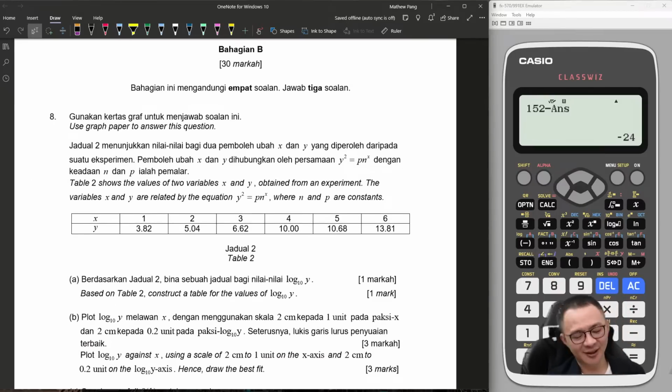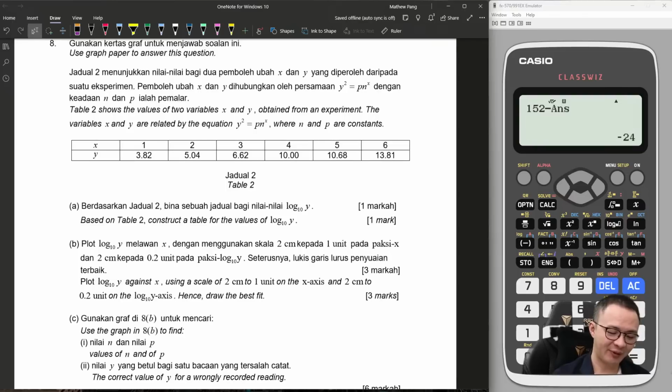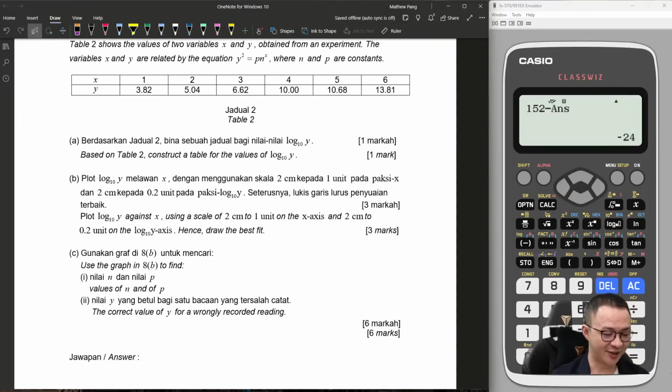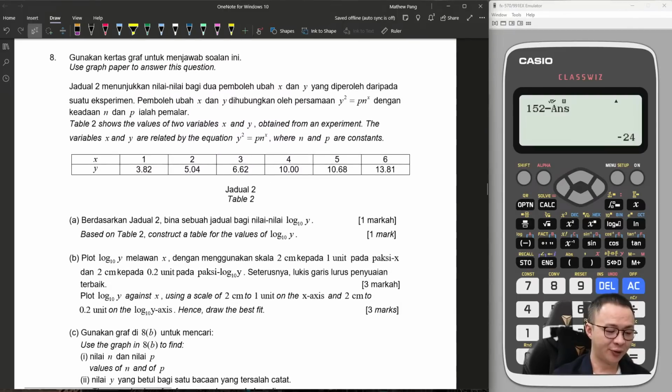Alright, linear law. How many marks? 10 marks. Yeah, it's a lot. Table 2 shows the values of two variables x and y obtained from an experiment. The variables x and y are related to the equation y squared equals p n power of x, where n and p are constants.